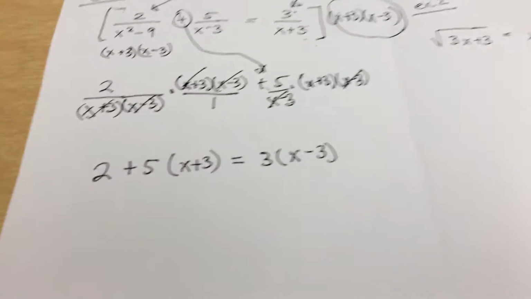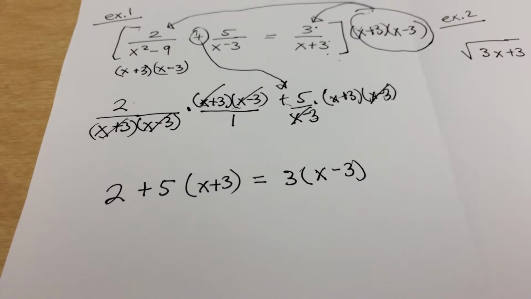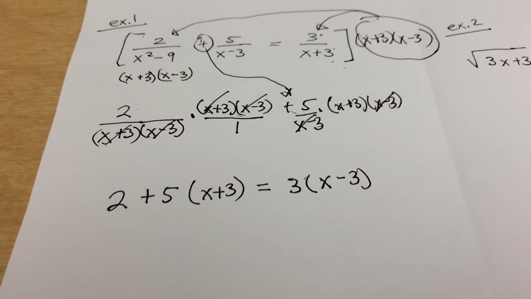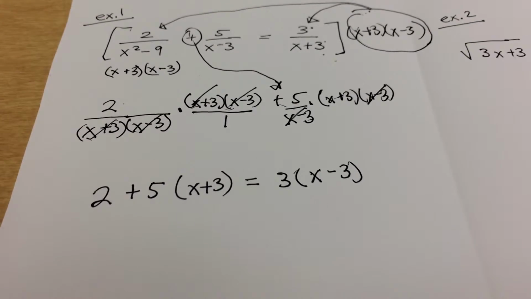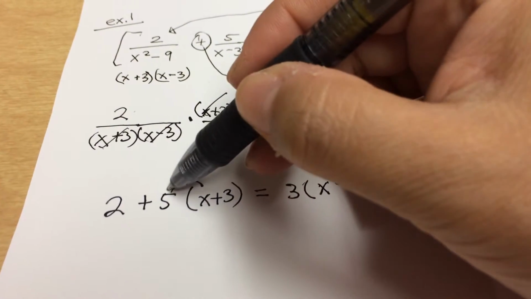Okay? All right, so we're here. This is the best place to be because now it's algebra. From here, we're going to distribute, combine like terms, and solve for x just like algebra. So from here, I'm going to take my 5 and distribute it to each part right here.